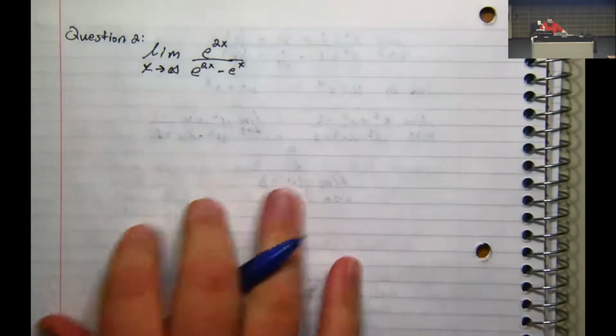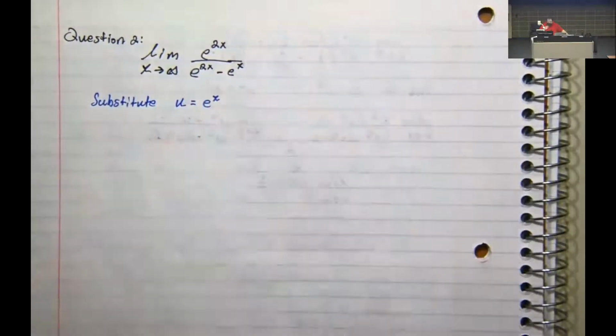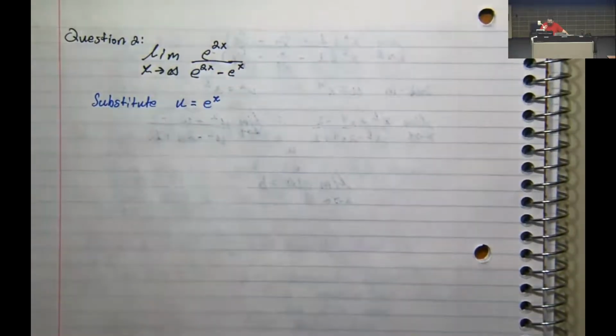Okay, so let's go ahead and get started on this one. For this one, we are going to substitute u is equal to e to the x. And so basically we want to determine what the b value is. So that is what is going to be our new limit.